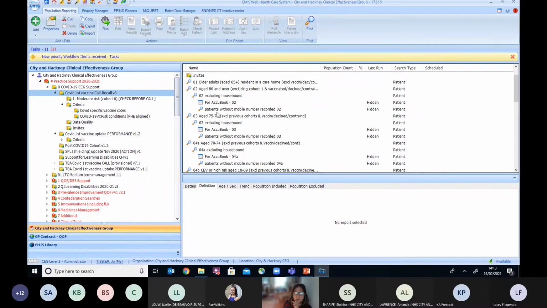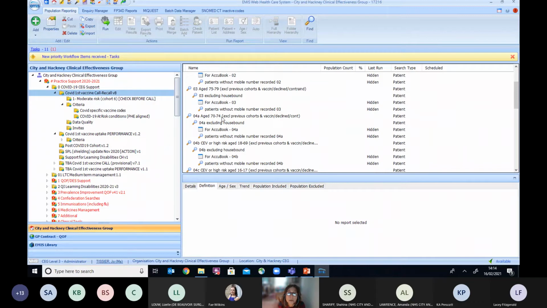And then we provided for you these lists for AccuBook. There's a little search underneath, patients without mobile number recorded, which might help if you were going to phone some people up. But I also understand that you might get stuff coming back from AccuBook, which would indicate if the mobile number isn't working or if the mobile number is incorrect. Cohort 3, the age 75 to 79-year-olds.